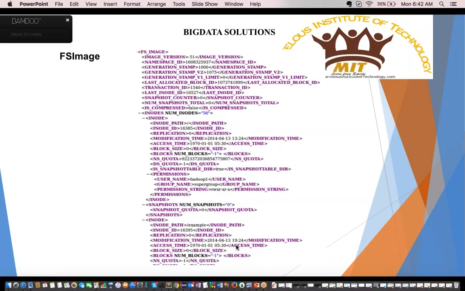It will have some more details, like your namespace. You'll have a transaction ID, last inode ID, inode, which data node it is, and some more. Let me see: replication factor. What is the modification time? What is the access time? What is the number of blocks? What is the disk space quota for it? And who is the user? These are the same. What are his permissions, read, write, right? So these kinds of information will be there.